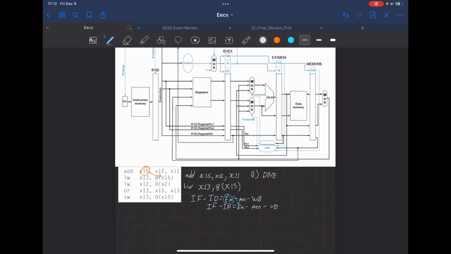Why? Because X15 is an R type, or add is an R type, so the addition happens, and then we use that as the base address. Okay, perfect. Now to the hard part, the part that took me so long to understand with confidence and be ready to explain here. Let me just clear this.